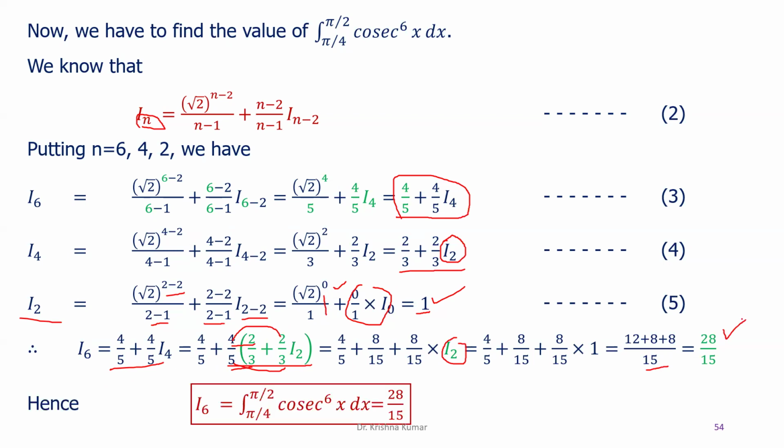Hence, I6, which is equal to the integration of cosec to the power 6x under the limit pi by 4 to pi by 2 with respect to x, is 28 by 15. So this is the desired result.